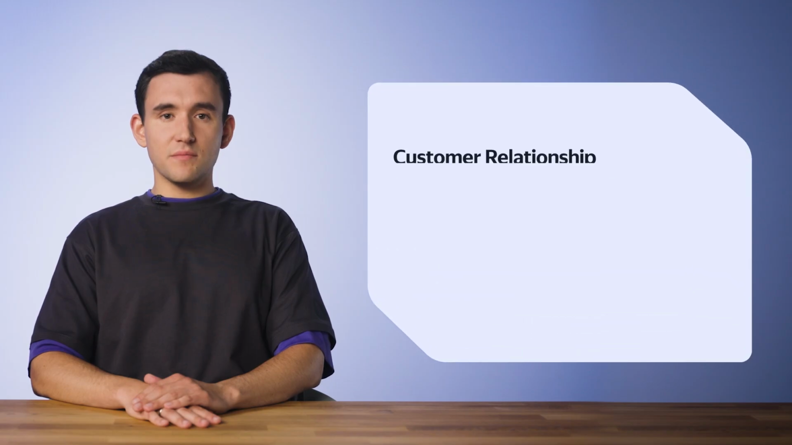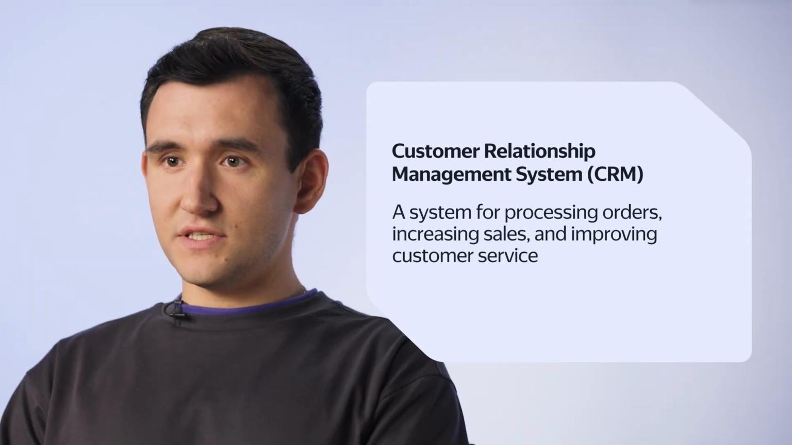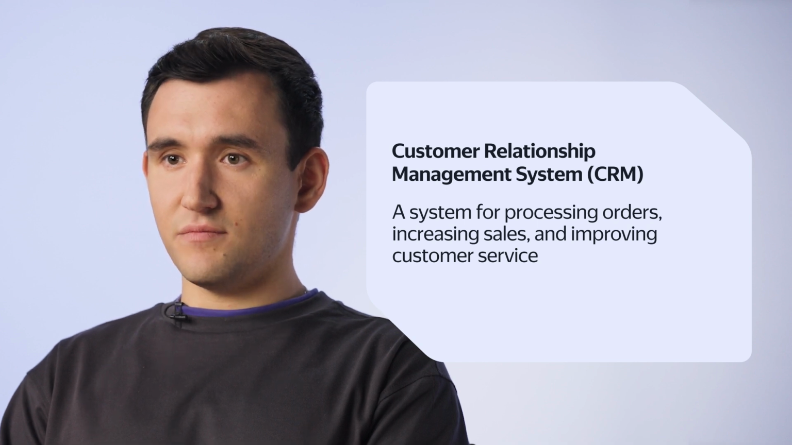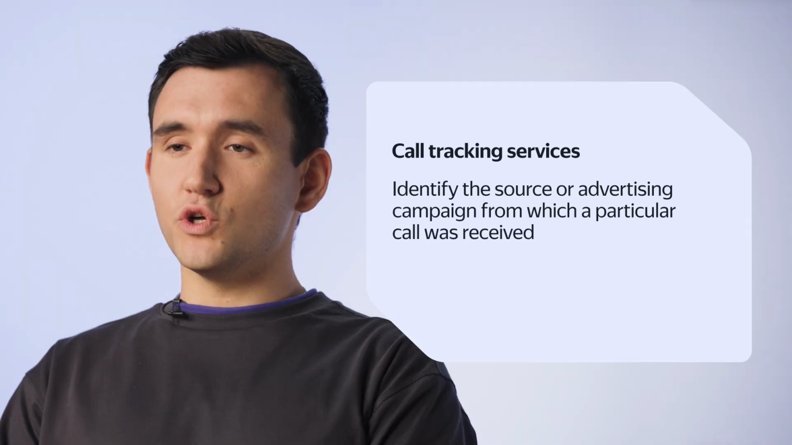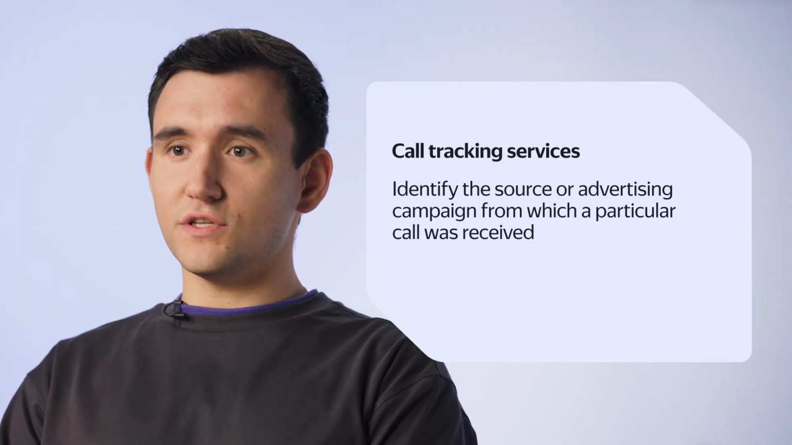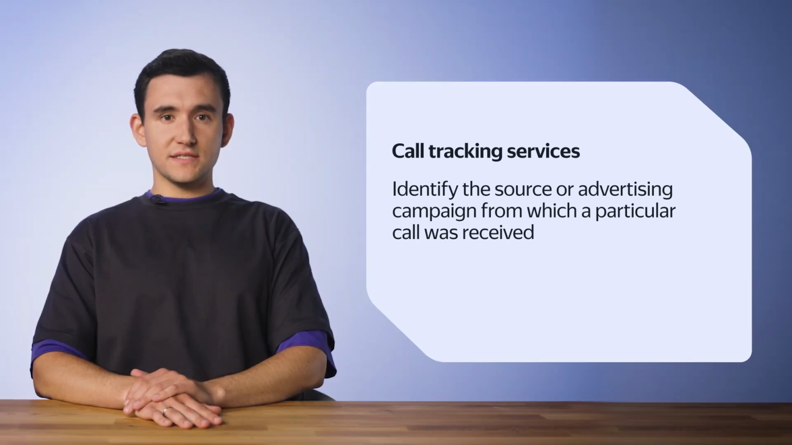First of all, there's a CRM or customer relationship management system. A CRM is used for processing orders, increasing sales, and improving customer service. These services usually store the customer interaction history and the customer information itself. Another popular tool is call tracking services, which allow advertisers to replace their contact phone number with a special tracking number. As a result, they can understand the source or advertising campaign from which a particular call was received.